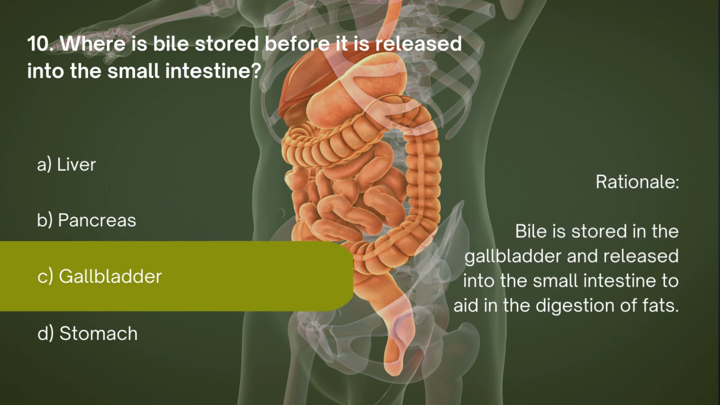Rationale. Bile is stored in the gallbladder and released into the small intestine to aid in the digestion of fats.